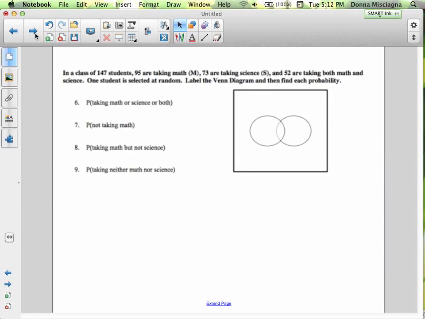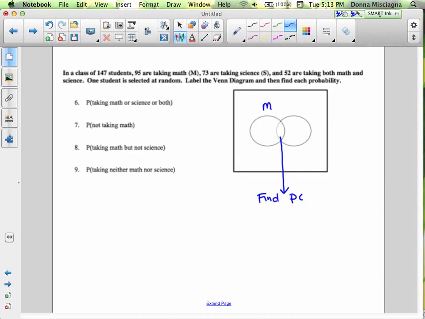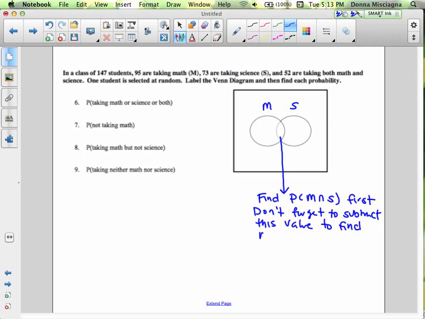Moving along. This one is a Venn diagram. All right, so a little hint. Find the probability. This one is math and science. Find the probability of math and science first. And then don't forget to subtract this value to find the math and science.